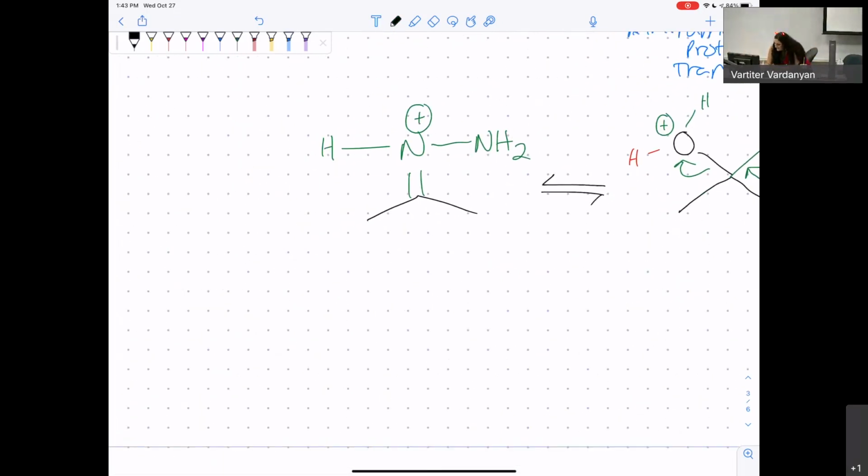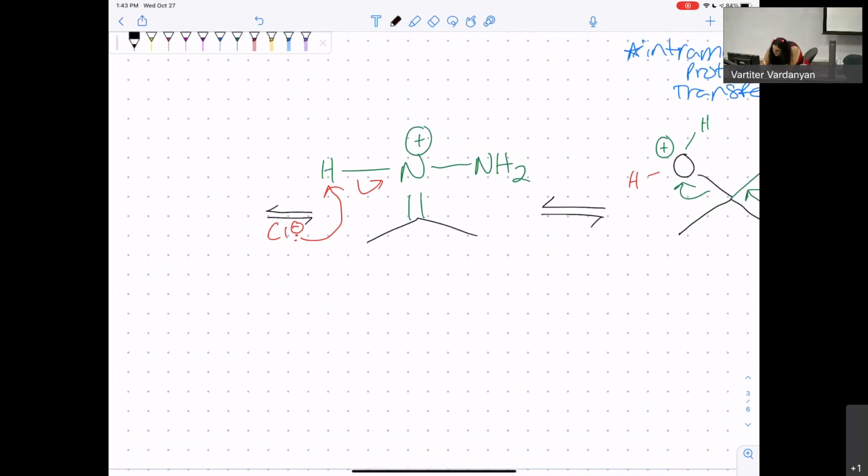Cl minus, yes, is going to come in and deprotonate. Cl minus is going to steal the extra hydrogen. Bam. And now we get our lovely final product.